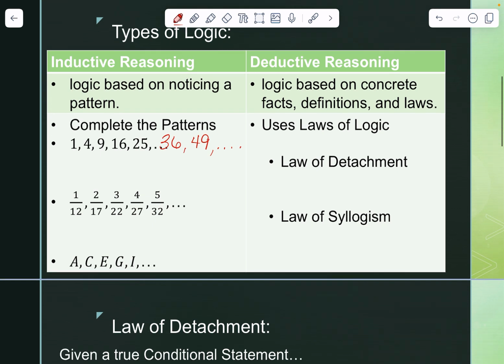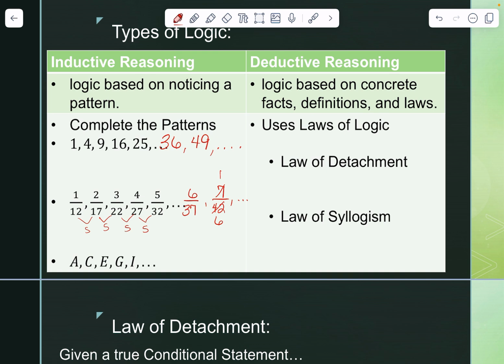If we look here at this second one, we start off with 1/12, then 2/17, 3/22, 4/27, 5/32. As I look across, I see that the numerator is increasing by 1 each time, but the denominator is increasing by 5 each time. So this would end up being 6/37 and then 7/42, which would be 1/6. So that would be that pattern.